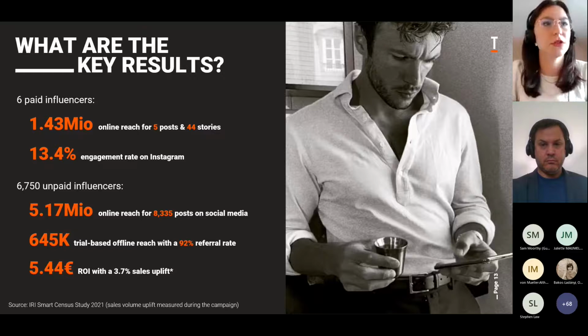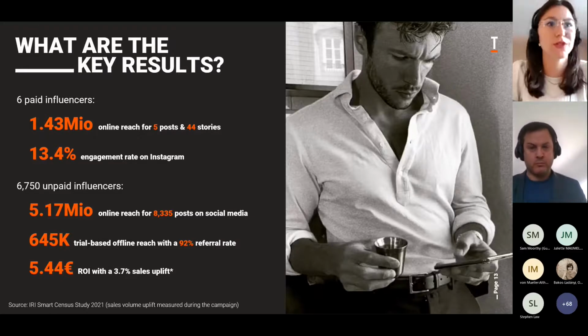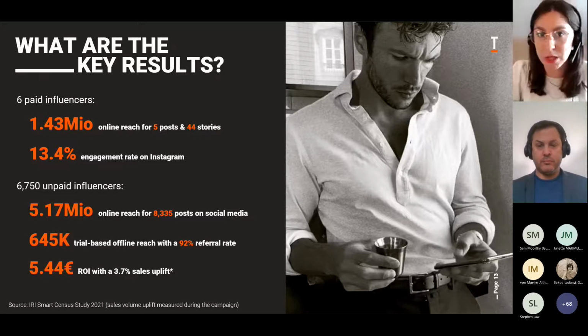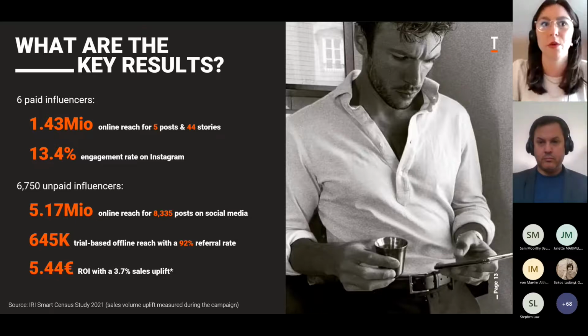For unpaid influencers, so 5.17 million online reach, huge number of posts, 8,000. Also, thanks to the trials, lots of conversations happening offline with 645K unique contacts being reached out physically through word of mouth. And finally, this measurement I was mentioning earlier, so the sales impact, the uplift with 3.7% in terms of volume, and resulting in a 5.44 euro ROI, so a positive profitability and positive impact as a whole for the whole campaign for Café Royal.